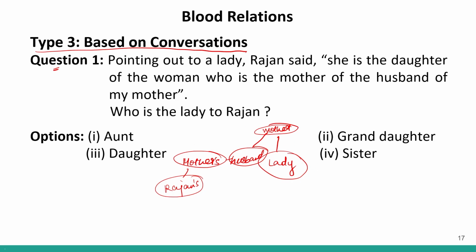So basically the mother has two kids now, the husband and the lady. So what would be the relationship between the husband and the lady? Between the husband and the lady, they both have the same mother. So the relationship would be of siblings.